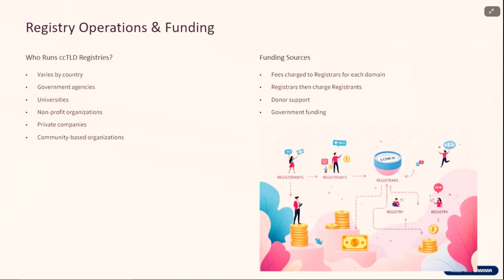And then we have private companies, like when we go to UK, we have Nominet that runs the registry on behalf of the government. And some countries do that because they don't want the government to be directly responsible for it. And these companies pay a percentage of the domain registration fees to the government, as government has given them that responsibility to run. And we have the community-based organizations.